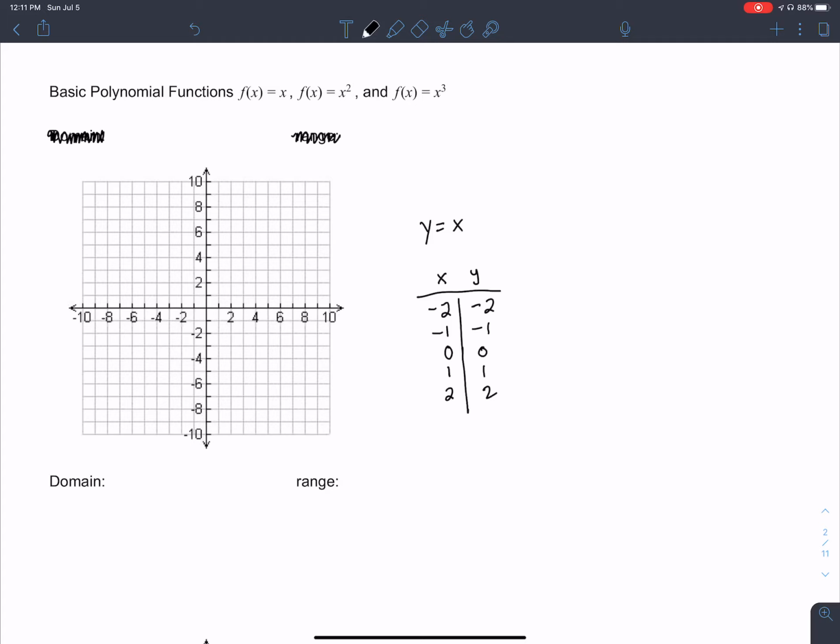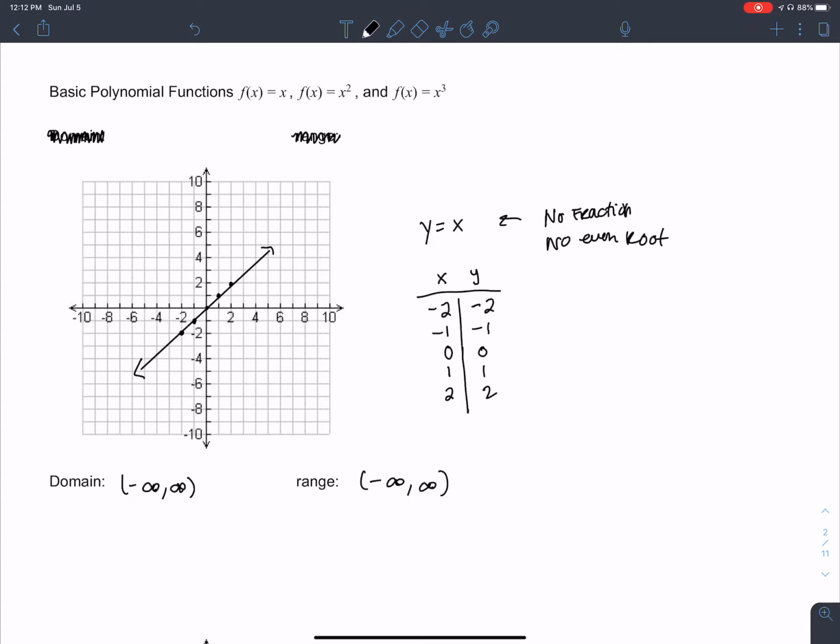So we're going to graph these. -2, -2, -1, -1, 0, 0, 1, 1, and 2, 2. So here we go. Let's connect the dots. Now, let's talk about the domain and range. This doesn't have a fraction, and it doesn't have a root. No even root. So that means its domain is -infinity to infinity, and its range is also -infinity to infinity. We can put anything in, and we can get anything out.